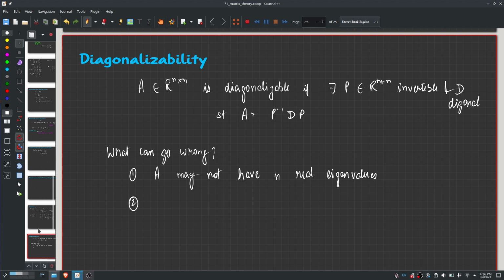Suppose that A has n real eigenvalues; they could be repeated, they could all be distinct. So if all the eigenvalues are real and distinct, is the matrix diagonalizable? It is, right? So if A has n distinct eigenvalues, it is diagonalizable.